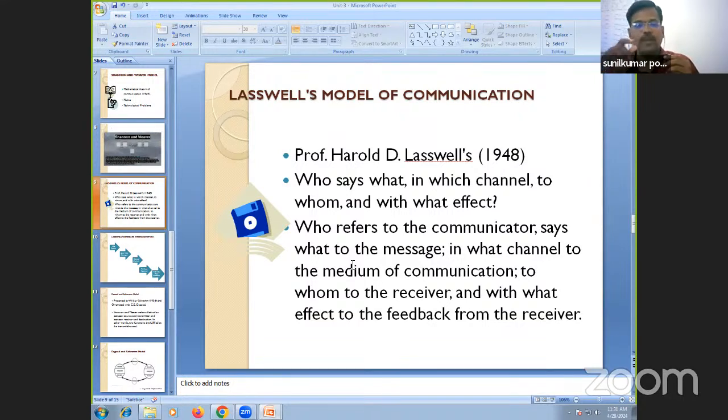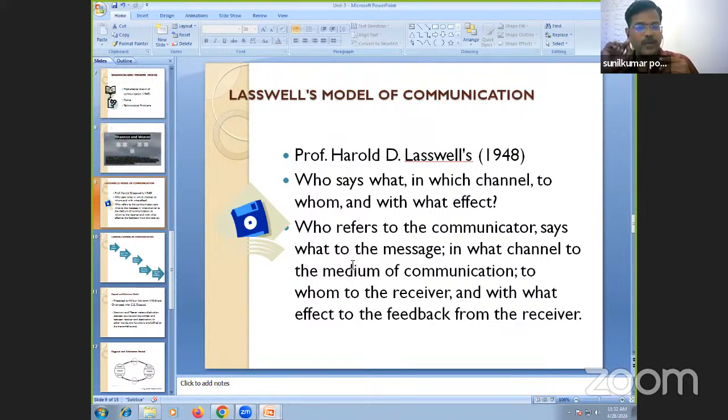For example, a message which is published in the newspaper reaches a villager, meaning an illiterate person. There is no effect because the illiterate person cannot read the newspaper. So the message is not received by that person.